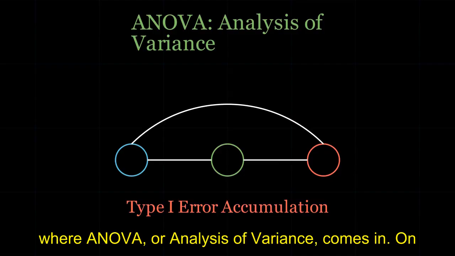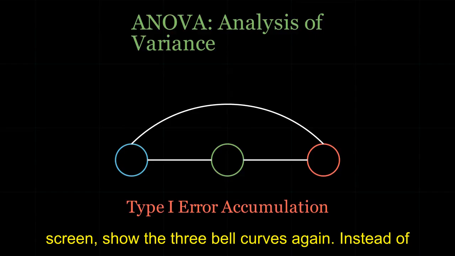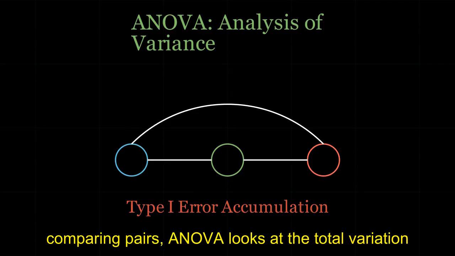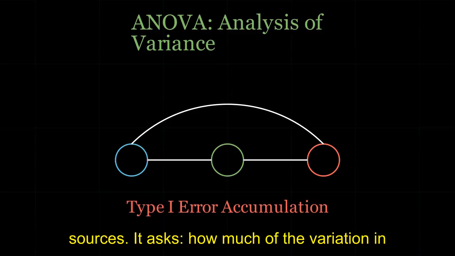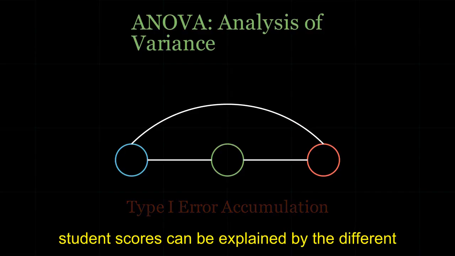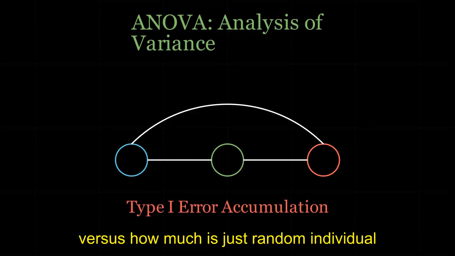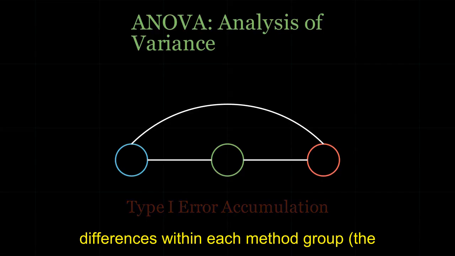On screen, show the 3 bell curves again. Instead of comparing pairs, ANOVA looks at the total variation in the data and partitions it into different sources. It asks, how much of the variation in student scores can be explained by the different teaching methods, the between-group variance, versus how much is just random individual differences within each method group, the within-group variance?